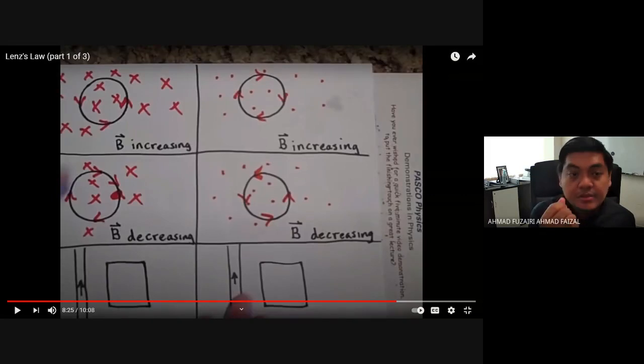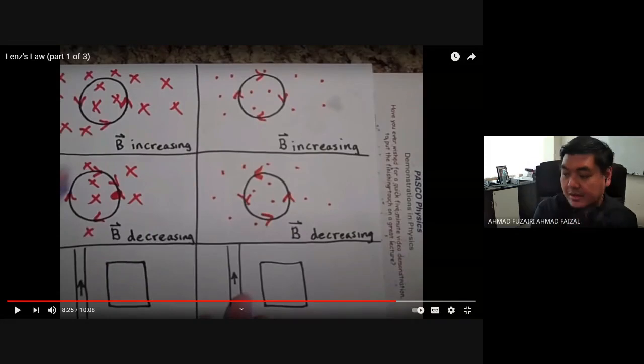Bilangan X increase, so we want to reduce back the bilangan X. So macam mana nak reducekan dia? Kita terpaksa buat benda yang berlawanan arah. Apa berlawanan arah dia? So kalau dia masuk ke dalam, so kita terpaksa buat dia keluar. Macam mana nak buat dia keluar?